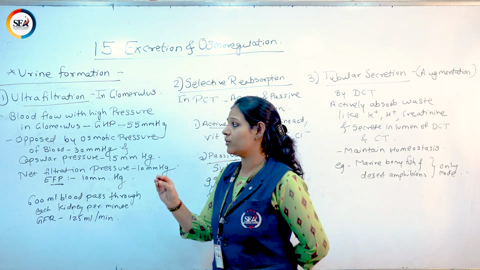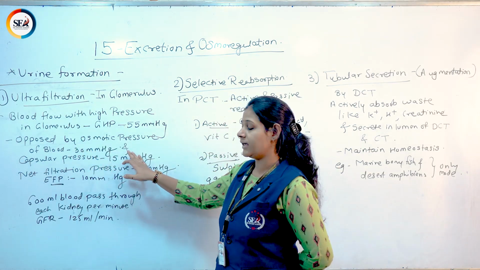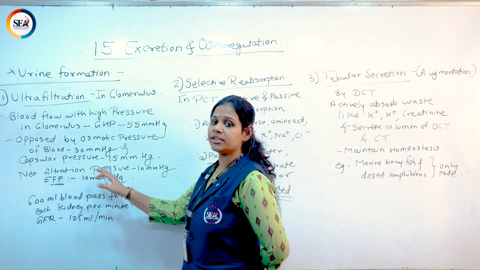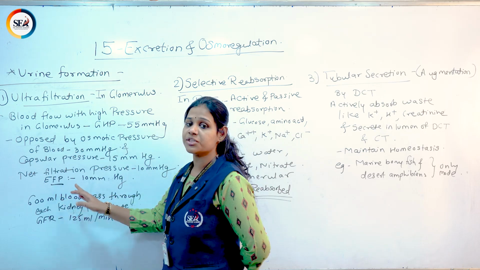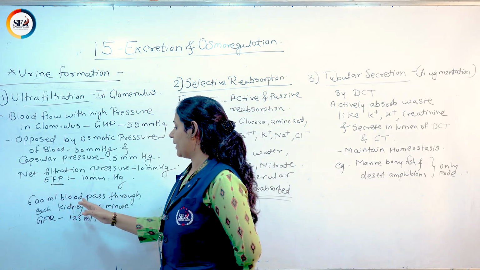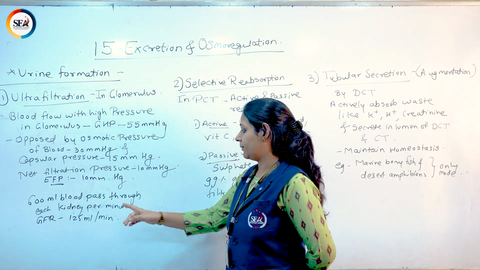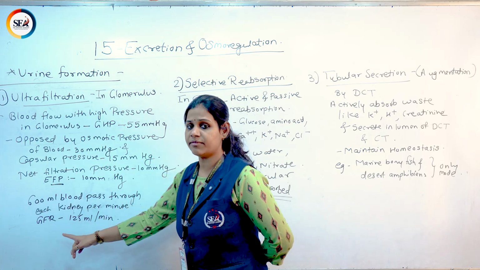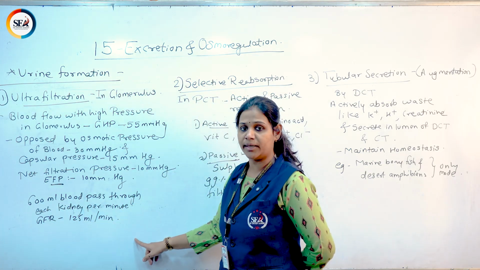In total, the pressure which opposes filtration in the glomerulus is 30 plus 15, that is 45 mmHg. Therefore, the net filtration pressure, or the effective filtration pressure, is 10 mmHg. 600 ml of blood passes through each kidney per minute. Therefore, the glomerular filtration rate, that is GFR, is 125 ml per minute.